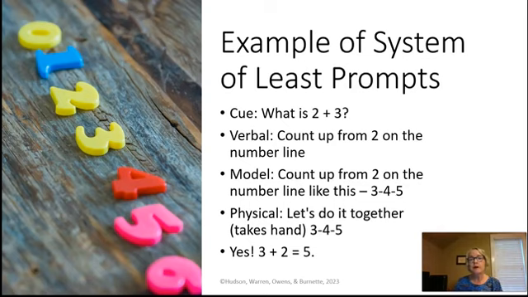Here's an example of how to use the system of least prompts to teach a behavior. The cue is, what is 2 plus 3? A verbal prompt could be, count up from 2 on the number line. A model prompt could be, count up from 2 on the number line like this, 3, 4, 5. Or a physical prompt: let's do it together. Take their hand, 3, 4, 5. The descriptive verbal praise would be, you're right, 3 plus 2 equals 5.